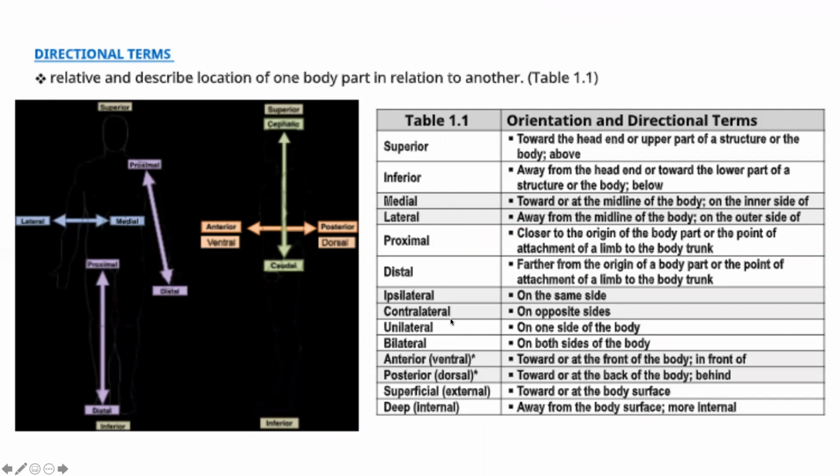I want you to have a little look at this table, and I want you to remember these, because we will be using these terminologies again and again, again and again.